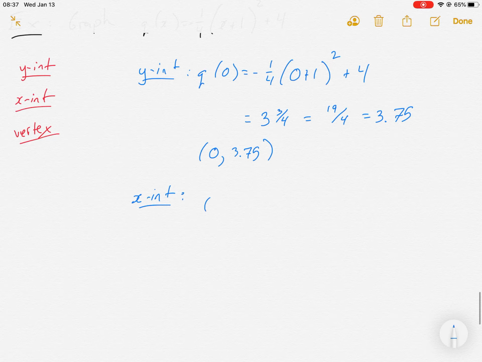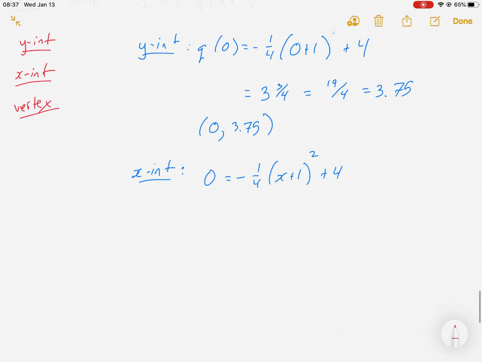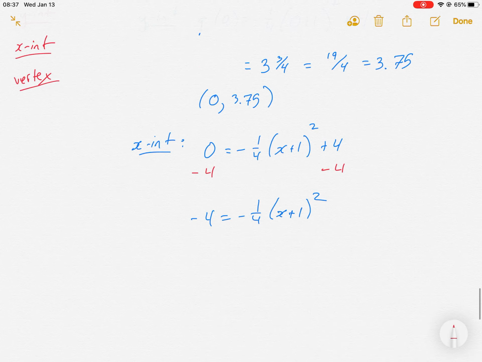For the x-intercepts, we have to set the function equal to 0. Now, it kind of looks like we'll have to expand out that (x plus 1) squared, but there's actually a better way to do this. So let's go ahead and subtract 4 from both sides so that I end up with negative 4 equals negative 1/4 (x plus 1) squared. Now I'll divide both sides by that negative 1/4, which is the same as just, we're going to multiply both sides by negative 4 so that these cancel out.